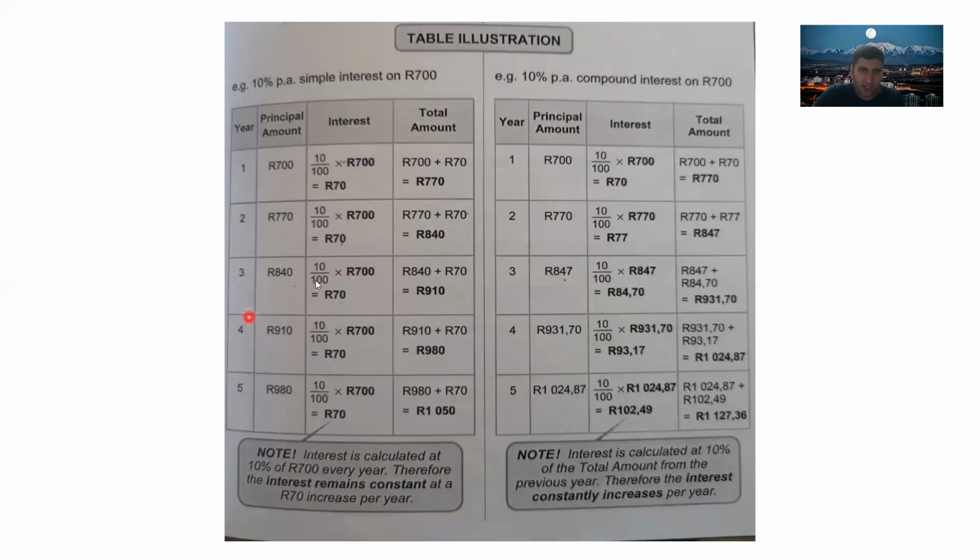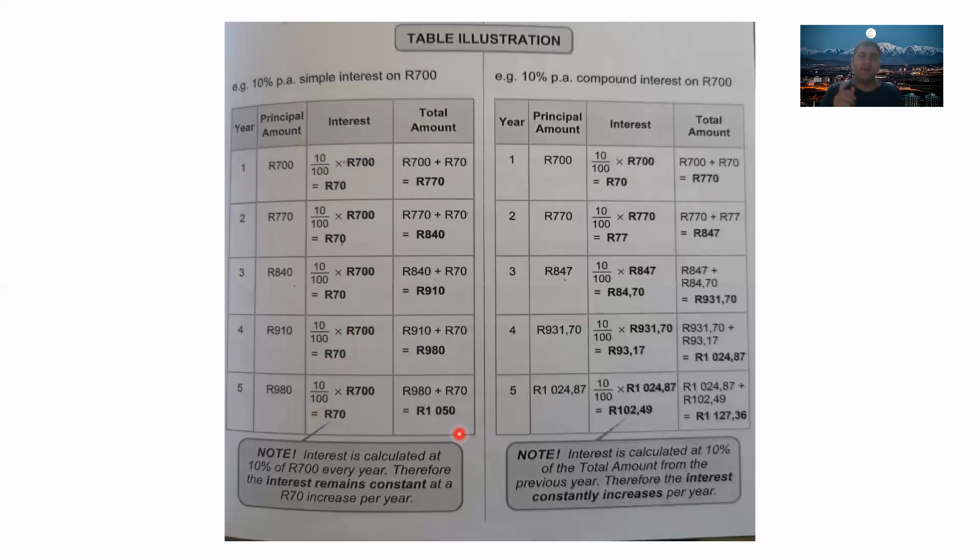Now the third year, again, I'm going to add another 70 Rand. It will be 910. Fourth year, again, another 70 Rand. I will be adding it. It's 980. Fifth year, again, another 70 Rand. Now I have 1,050 Rand. So at the end of 5 years, I have 1,050 Rand.